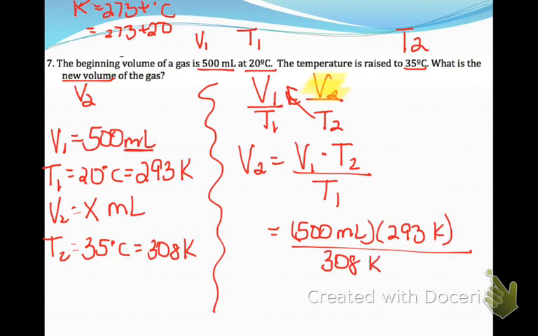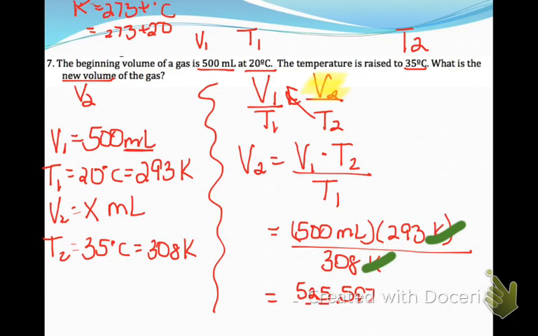I'm going to see if I can cancel out any units. Are there any units here that are the same on the top and the bottom? In this case, it is Kelvin, so I'm going to get rid of them. That's good because I want volume, and milliliters is what's left over. So plug this into your calculator. I want 3 significant figures at the end. My calculator says 525.597, etc. So I want to go from the left to the right and count 3 sig figs.